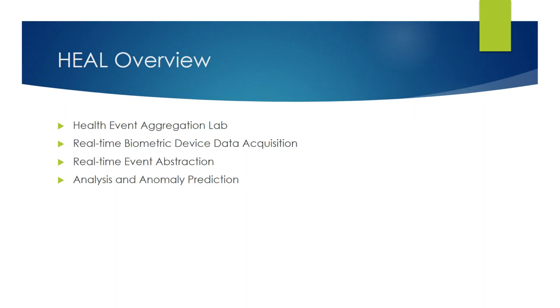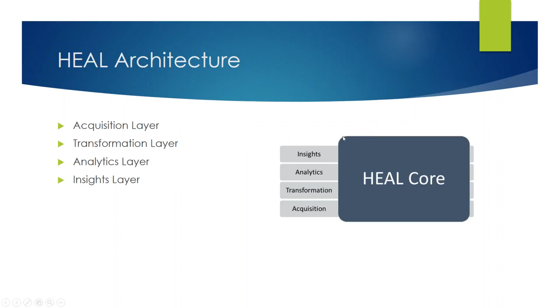And now we are going to actually start building it on Azure. The architecture of HEAL is as the following. We've got four main layers: acquisition layer, transformation, analytics, and insights. Our main focus today is on the acquisition layer, and then in the next tutorials we're going to start implementing different parts of the HEAL framework, like transformation, analytics, and insights.